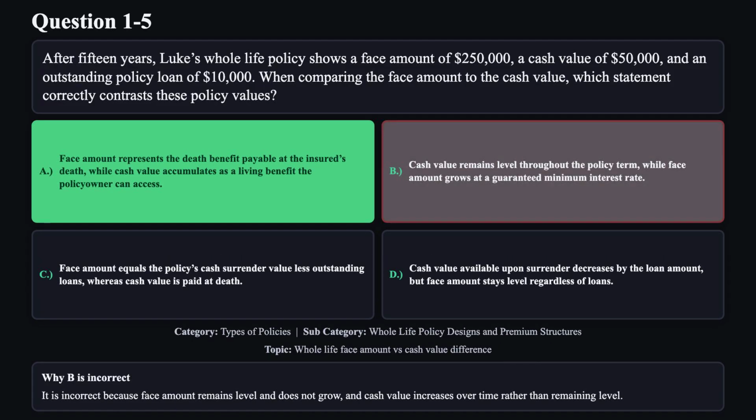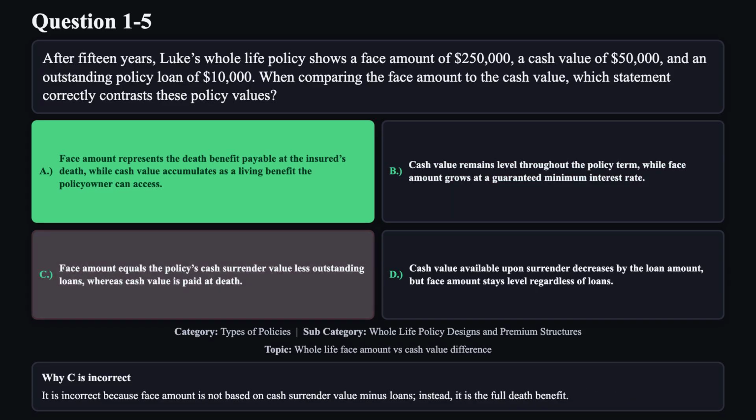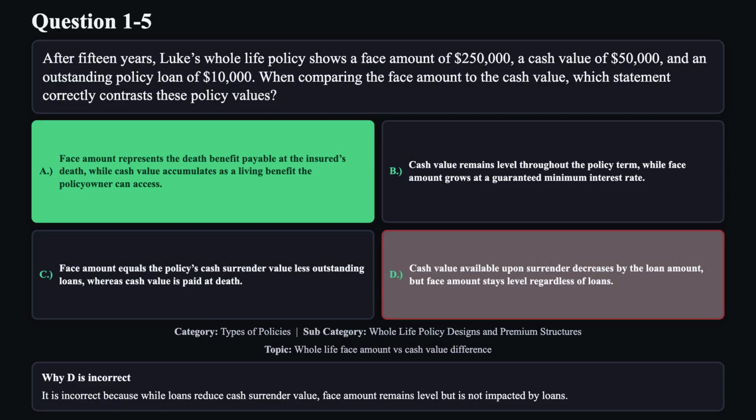Reason B is not correct. It is incorrect because face amount remains level and does not grow, and cash value increases over time rather than remaining level. Reason C is not correct. It is incorrect because face amount is not based on cash surrender value minus loans. Instead, it is the full death benefit. Reason D is not correct. It is incorrect because while loans reduce cash surrender value, face amount remains level but is not impacted by loans.